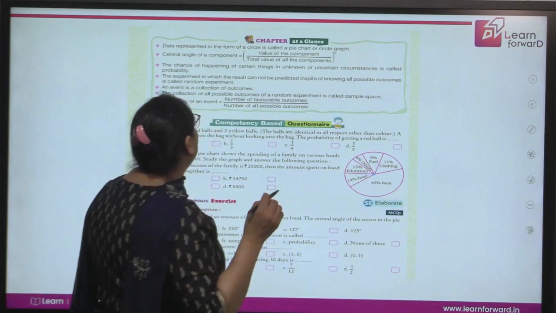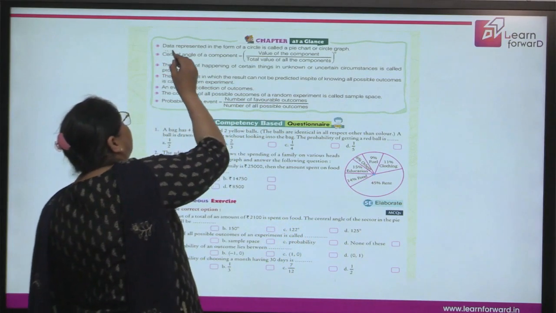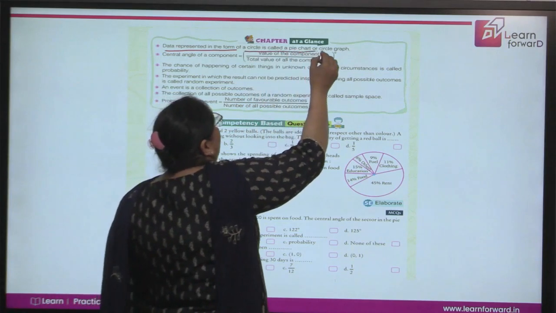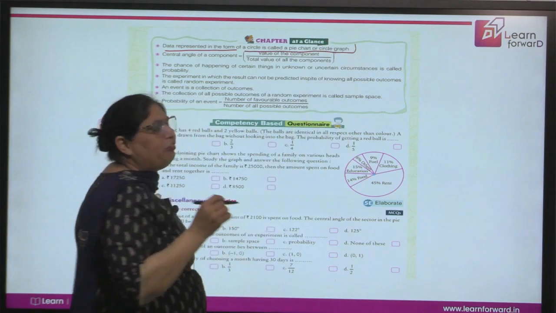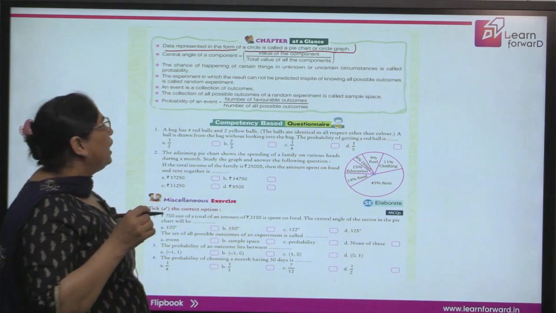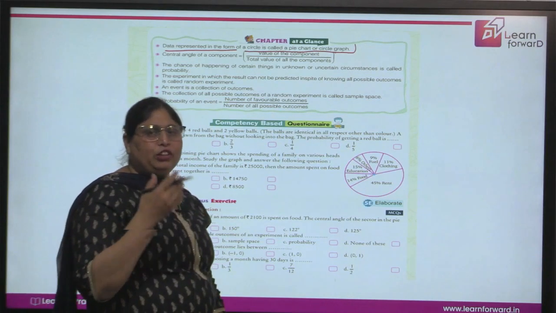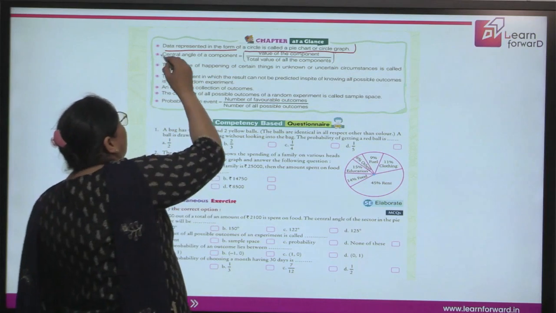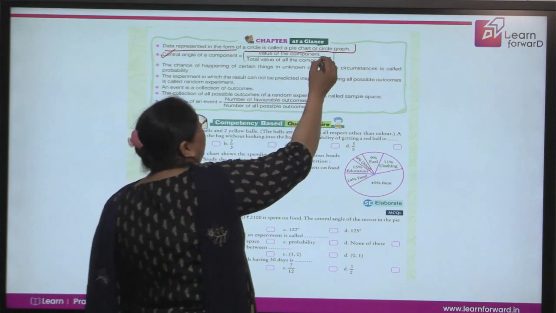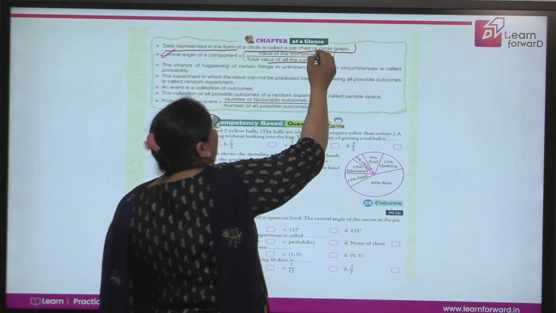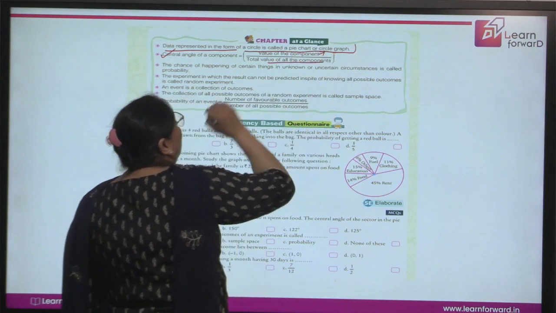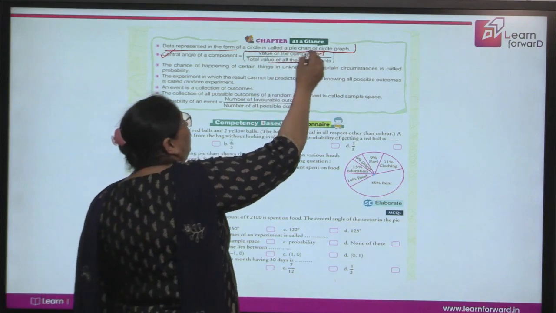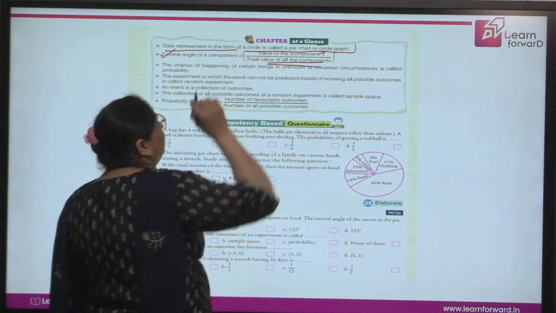Now what we have done in this chapter, we have represented the data in the form of a circle. That is a very important part. That is a pie chart we have introduced in class 8 maths. Central angle we can find out as the value of the component upon the total number of components, multiplied by the total angle.